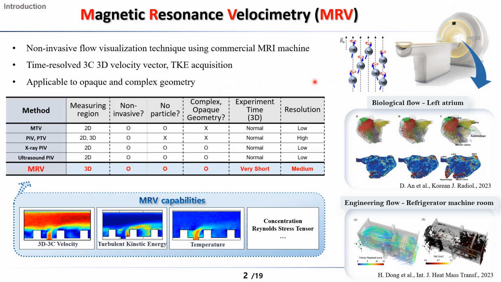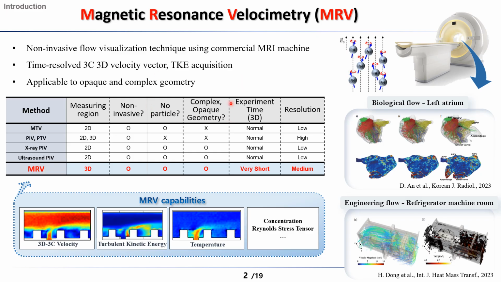First, I will give you a brief introduction to MRV. MRV is a flow visualization technique that uses a conventional MRI scanner. It measures in a 3D region and is a non-invasive technology that doesn't require tracing particles. Because MRV uses magnetic field signals for measurement, it's suitable for opaque and complex flow environments.